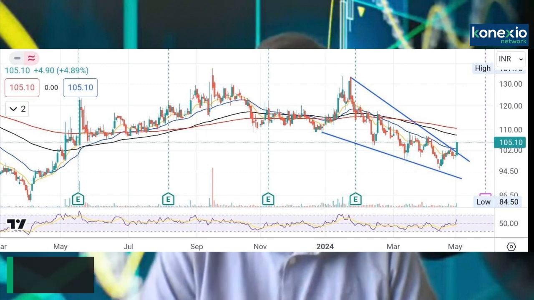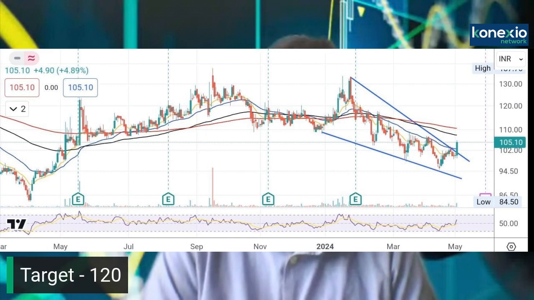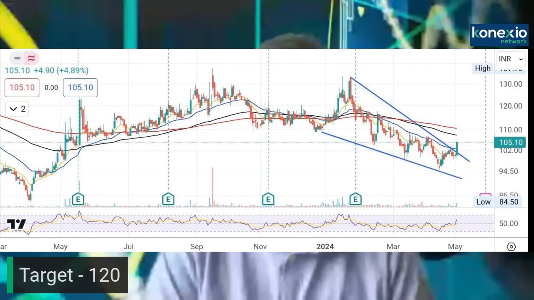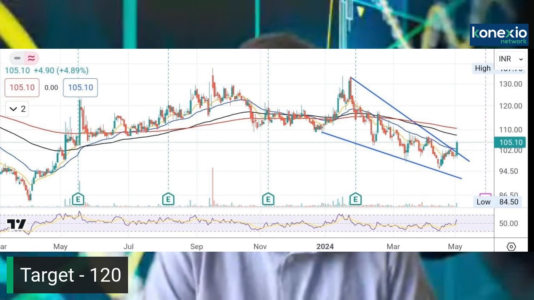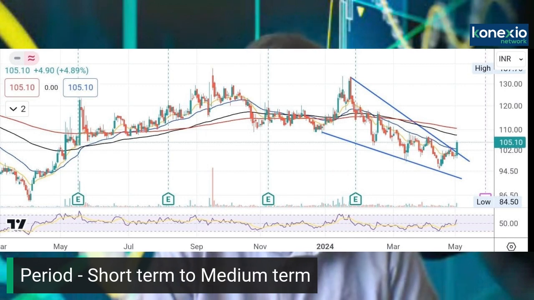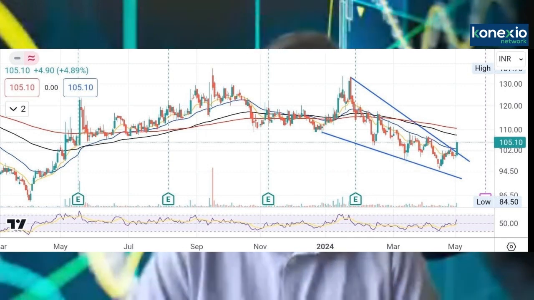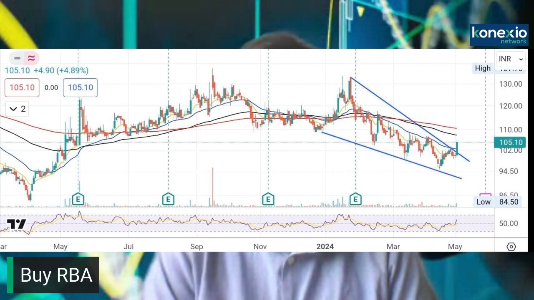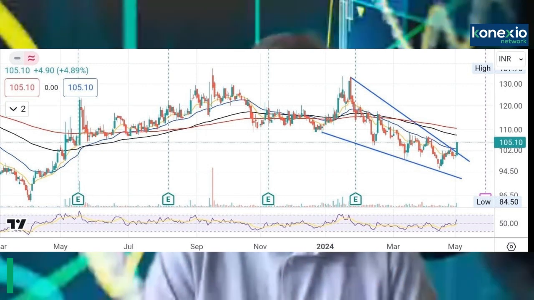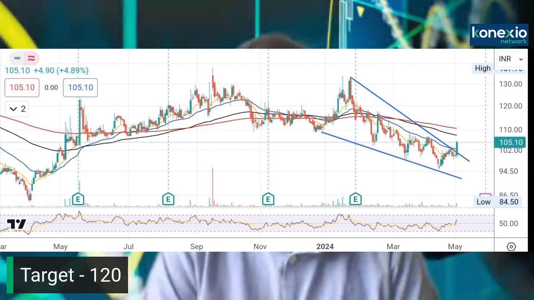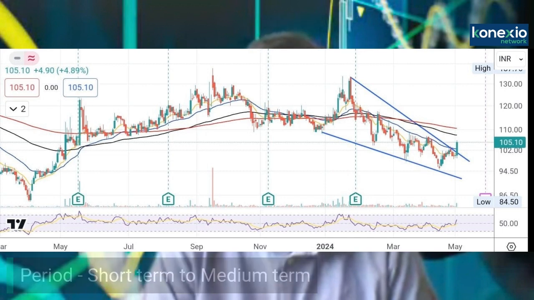opportunity. So traders, investors, and positional traders can buy this stock on dips to 100 levels for an upside target of 120, which is 20% returns from these levels in the next 3 to 4 months. It is a positional call for the short to medium term. So definitely the stock looks good for the next 2 to 3 months or a 4 month investment horizon. I would like to repeat, one should buy the stock on dips to 100 for an upside target of 120 in the next 2 to 3 months or 4 months time period.